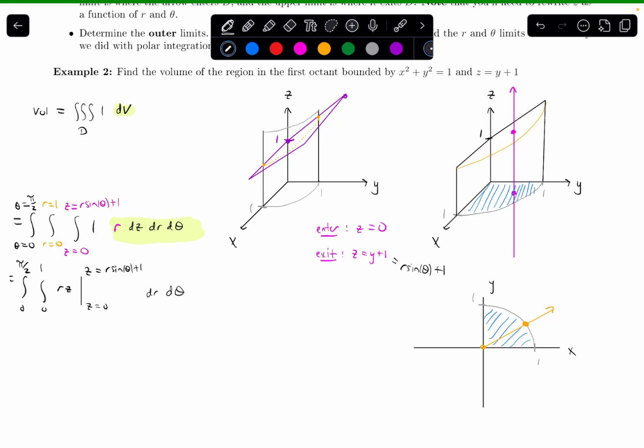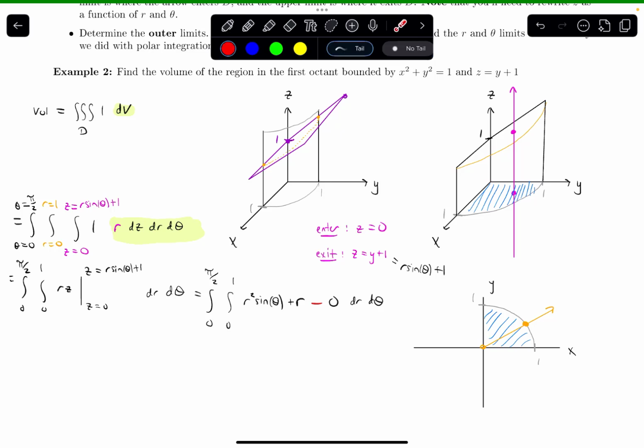Okay, so let's see. I'll get my double integral, 0 to pi over 2 and then 0 to 1. If I plug in this whole thing for the z, the r is going to get distributed to each of these terms. That's going to give me r squared sine theta plus r. And then I subtract what I get when I plug in 0 for z, but that's just going to give me 0. Nice. And then I still have the dr and the d theta.